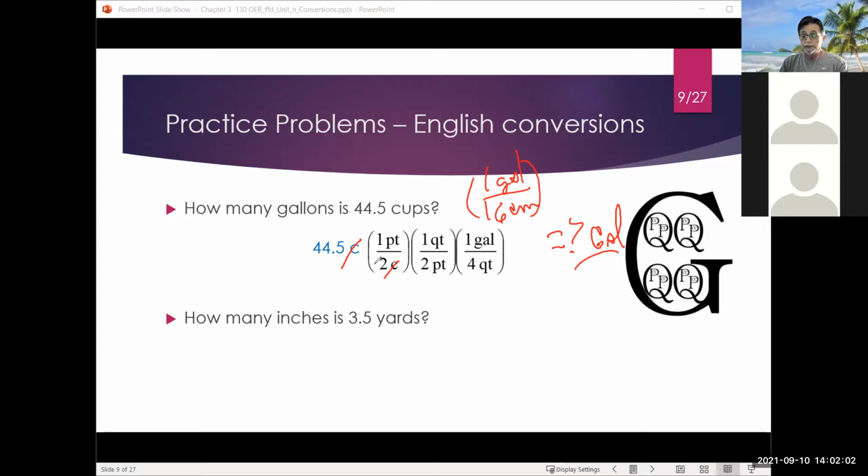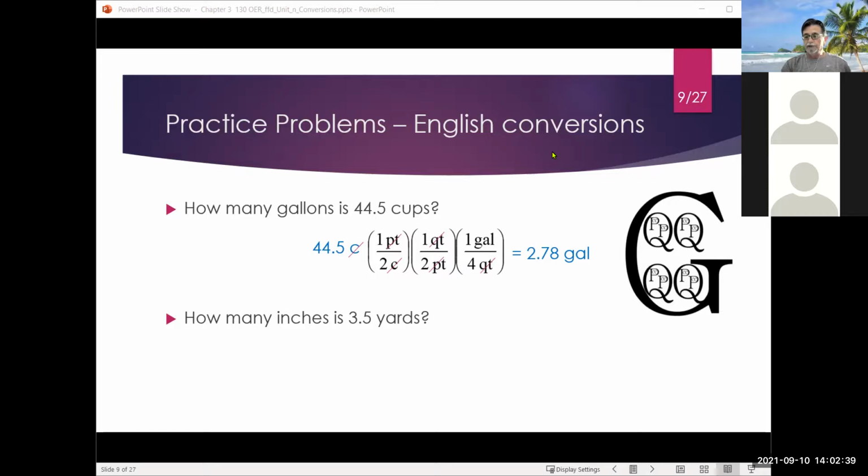So my cups cancel here, leaving me with pints, and my next conversion factor gets rid of my pints. My final conversion factor gets rid of my quarts. I'm now in the units of gallons, which is what the question asked for. All of these conversion factors are exact numbers, and therefore they're not a factor with respect to sig figs. So my answer should have 3 sig figs: 2.78 gallons.